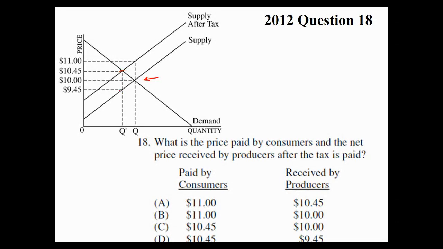And what are the producers receiving? They're receiving $9.45. So how much is this tax? This tax is $1. So that should have been D for you. The answer should have been D.